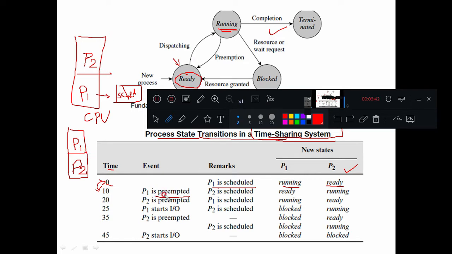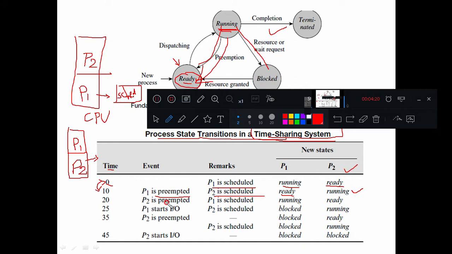Once P1 is preempted, what is the remark here? P2 is scheduled. Once P1 is preempted, this is the event, then P2 will be scheduled and the CPU will be allocated to P2. So the state of P2, which was in ready state, will be changed to running state, and P1's state, which was running, has changed from running to, not block, it is ready state. So P1 is in ready state, P2 starts running.